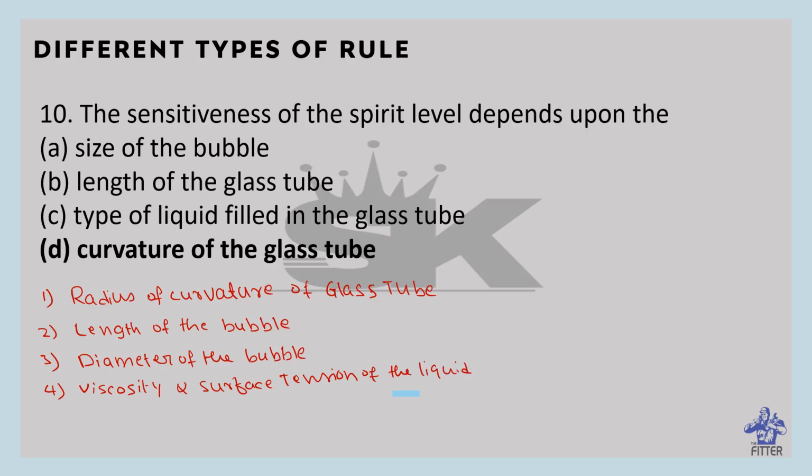And the fifth one is smoothness of the finish of the tube's internal surface. And the sixth one is length of one division.